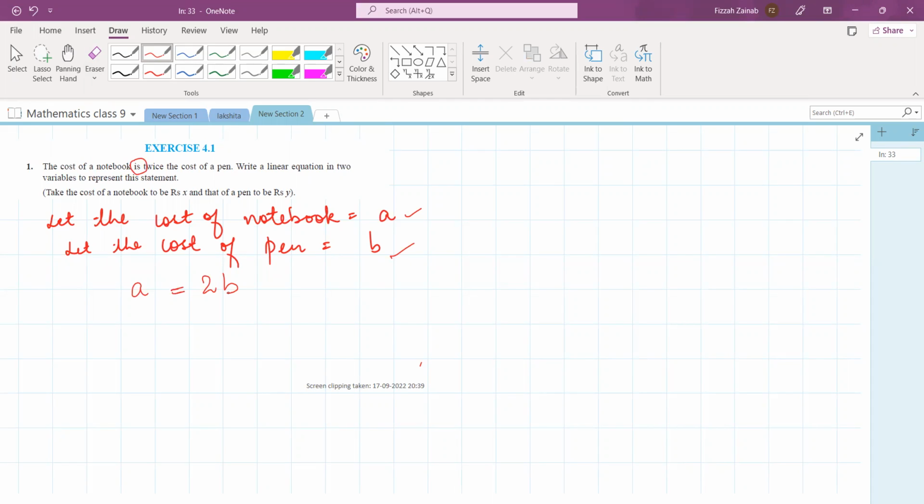Write an equation in two variables to represent this statement. And if you want to bring this in general form, you can do A minus 2B, and C is actually 0 here, so plus 0 and then equal to 0. Is this correct? Yes. Okay, let's see the next question then.